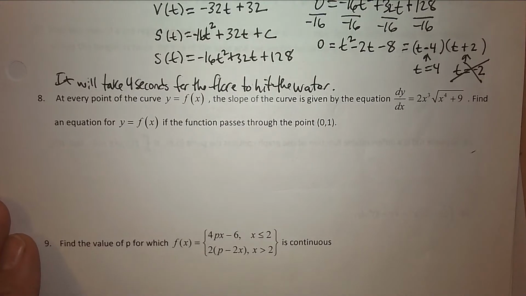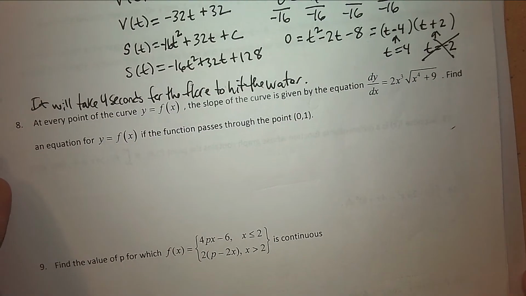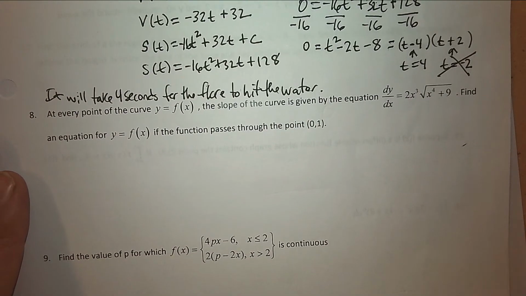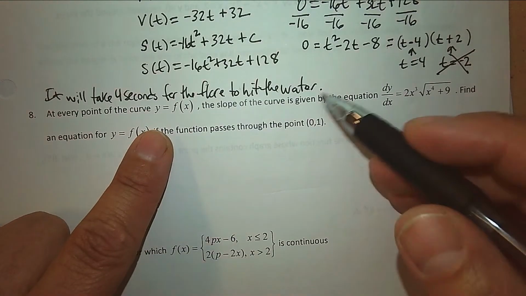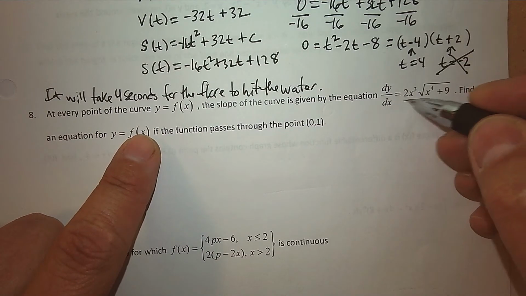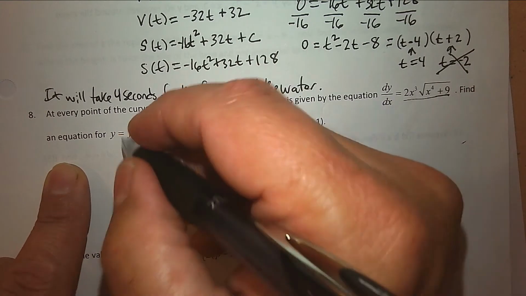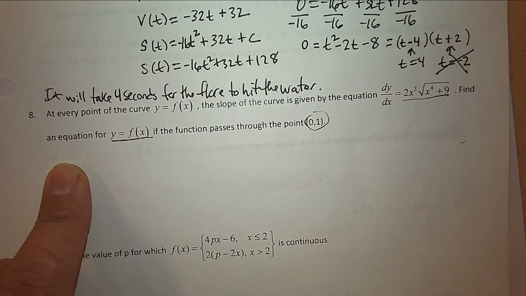All right, we're continuing. Question number 8. Preparing for test for Unit 6. All right, let's read it. At every point of the curve y equals f of x, the slope of the curve is given. Remember, the derivative means slope. It says find an equation for y equals f of x if it passes through this point.